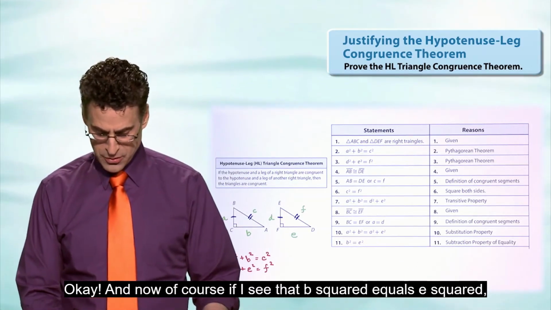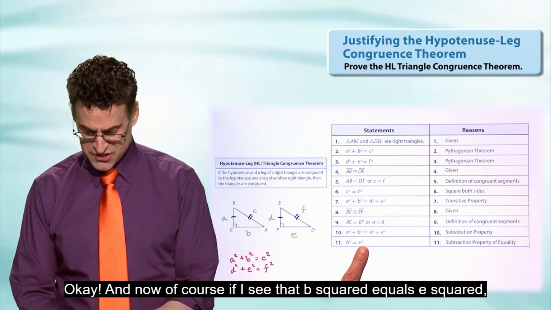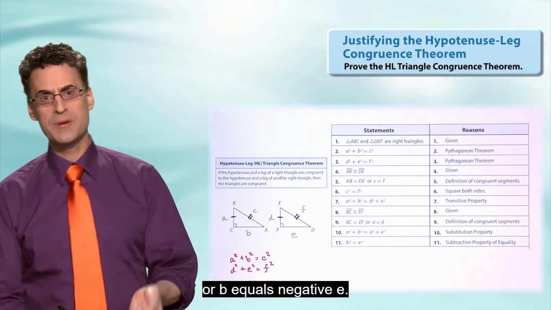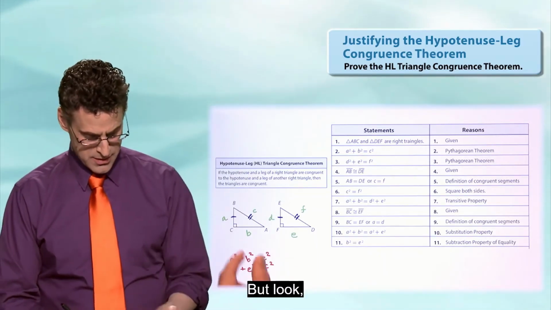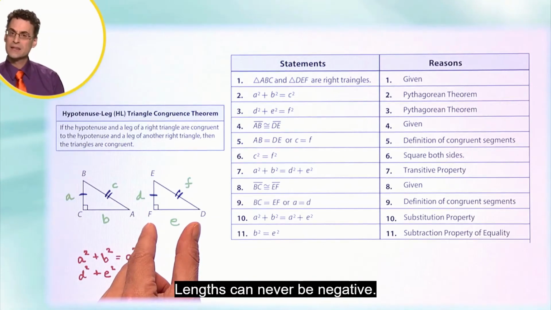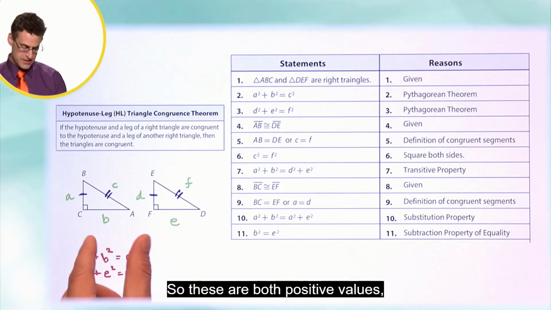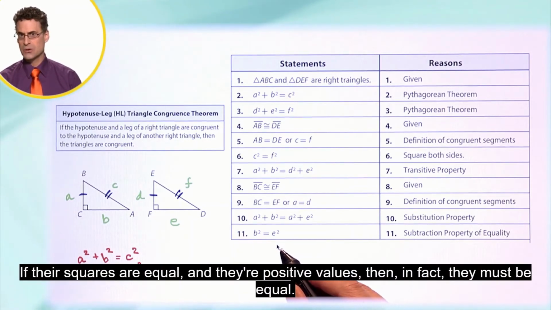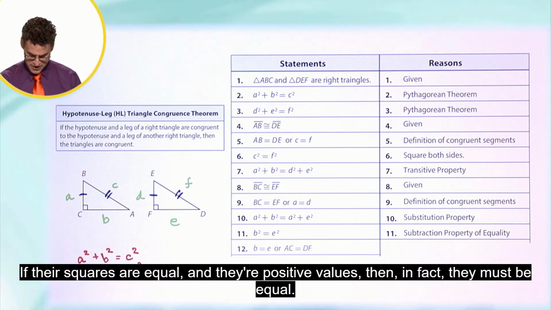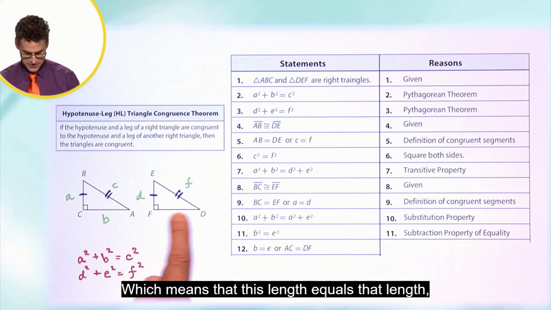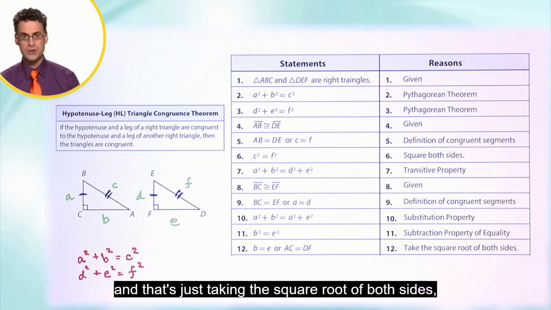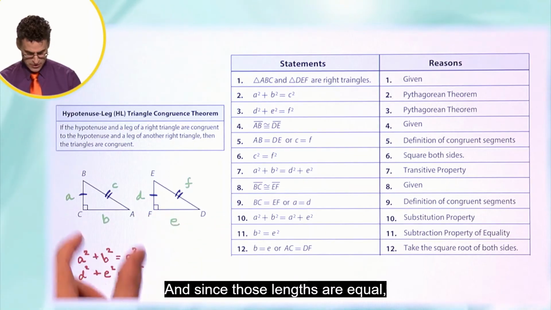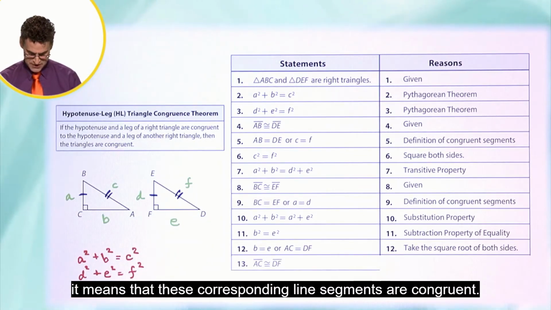Okay, and now, of course, if I see that B squared equals E squared, that must mean that either B equals E or B equals negative E. But look, B and E are lengths. Lengths can never be negative. So these are both positive values, and I know their squares are equal. If their squares are equal and they're positive values, then in fact they must be equal, which means that this length equals that length, and that's just taking the square root of both sides, which we're allowed to do since everyone's positive. And since those lengths are equal, it means that these corresponding line segments are congruent.